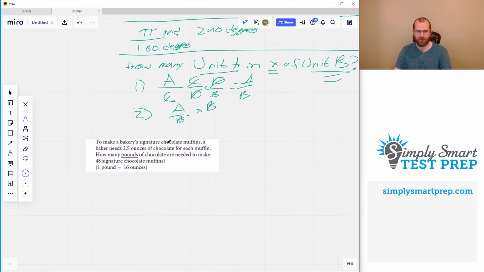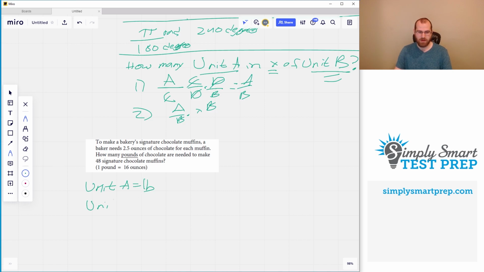And this is like a formulaic problem where the components, unit A, B, and X, are super, super easy to find. Now, with unit conversion problems, I often just skip to this last line. How many pounds of chocolate are needed to make 48 signature chocolate muffins? So, unit A, see if you could figure that out, it's going to be pounds.